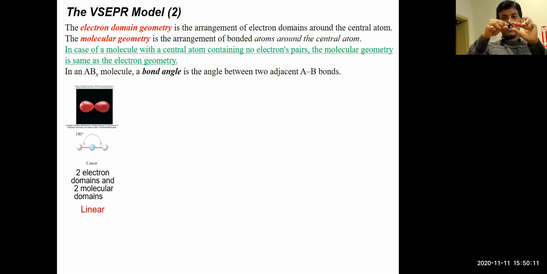So 1 and 2. As a result, you can see the molecule is basically flat, right? And these two oxygens are 180 degrees away from each other. See, 180 degrees away from each other. So the shape is linear and it has a bond angle of 180 degrees.